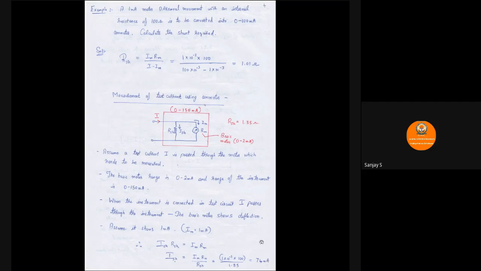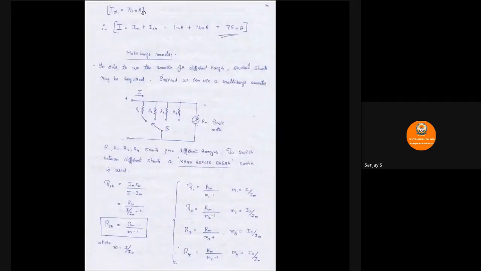Add it with the 74 milliampere, and we get 75 milliampere. So you can come to a conclusion that the actual current flowing through this test circuit is 75 milliampere, as you can see over here. Then sometimes shunts aren't good enough. You need higher range ammeters. So in order to extend the range further, we'll go for multi-range ammeters.